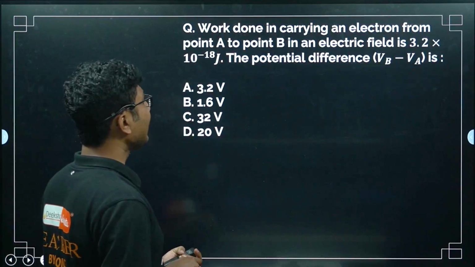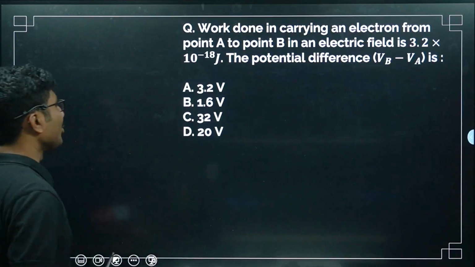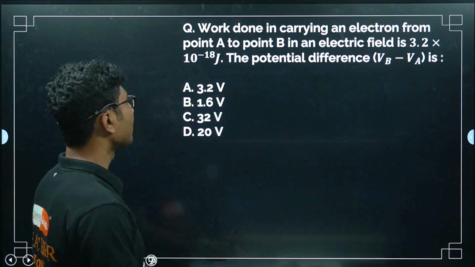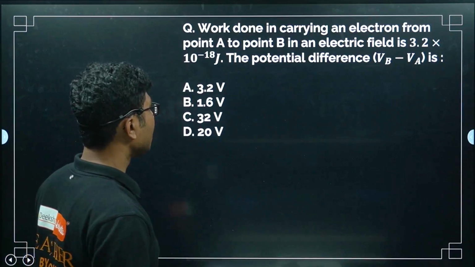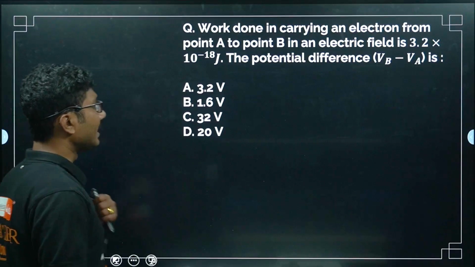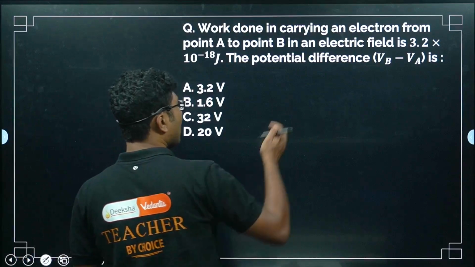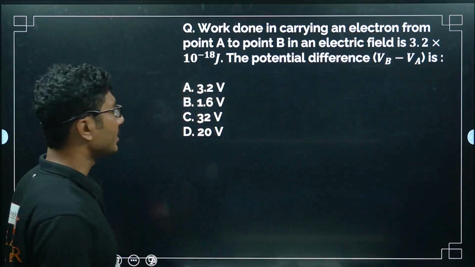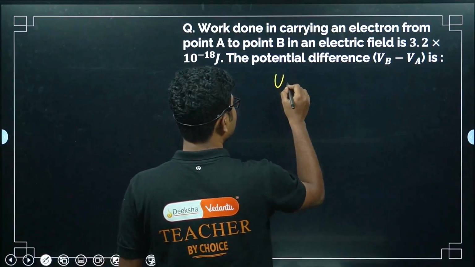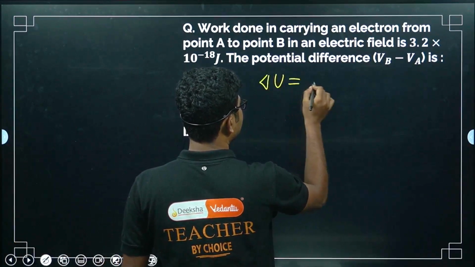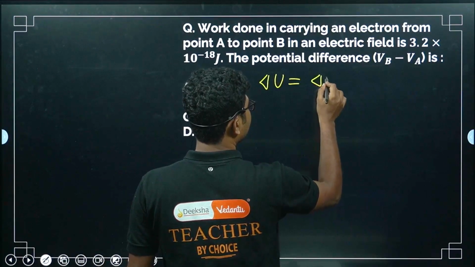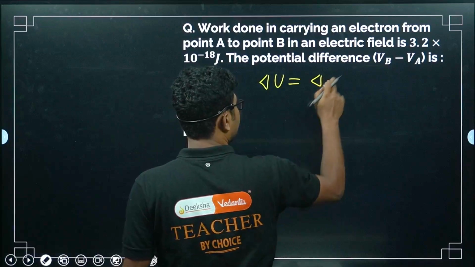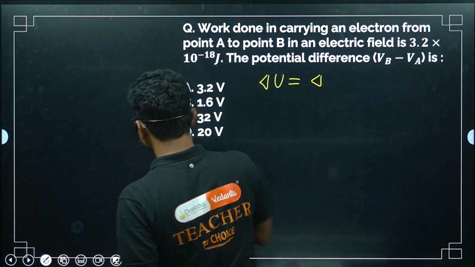Work done in carrying an electron from point A to point B in an electric field is 3.2 times 10 to the power of minus 18 joule. The potential difference VB minus VA is? So, this is the same problem. Potential energy is given here and they have asked you to find the potential difference. So, energy difference is potential difference. Sorry, sometimes I write V and U the same.